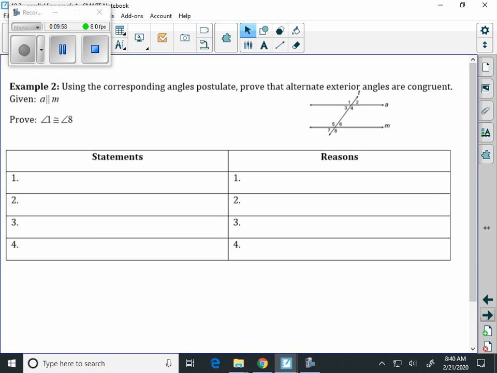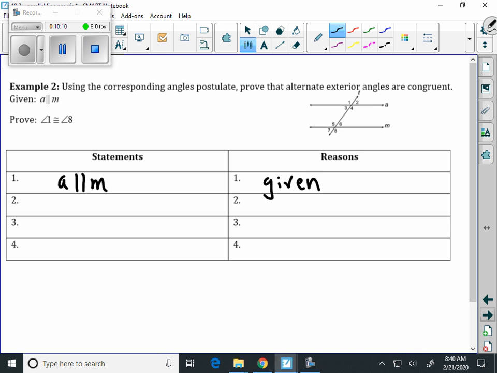And we're given, once again, the same information that we were given last time, that line A is parallel to line M. And we start off with this. We can say that A is parallel to M. That's our given. And we know that the last statement is going to be what we're trying to prove. Angle 1 is congruent to angle 8.